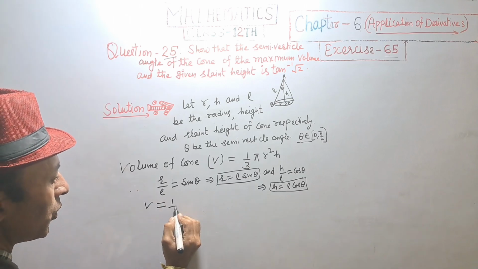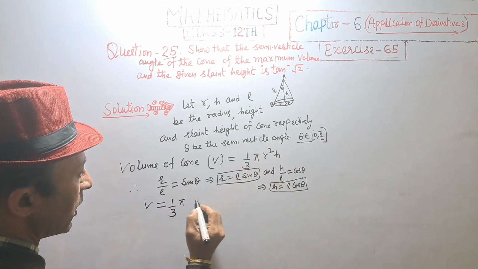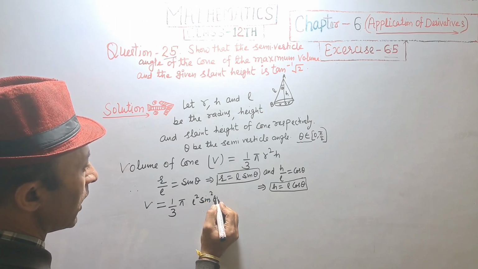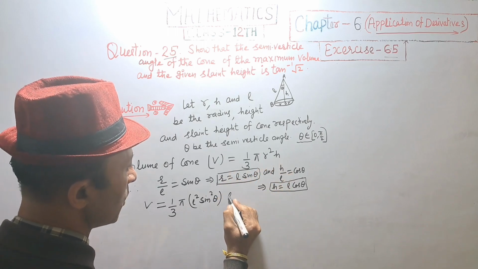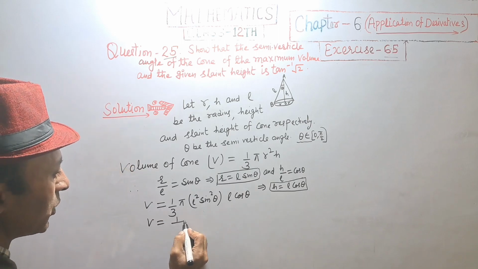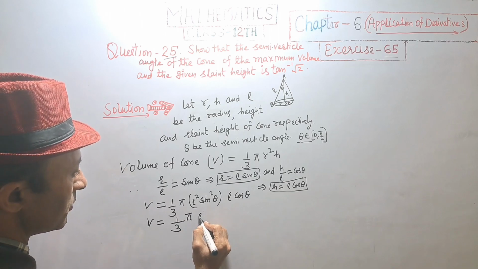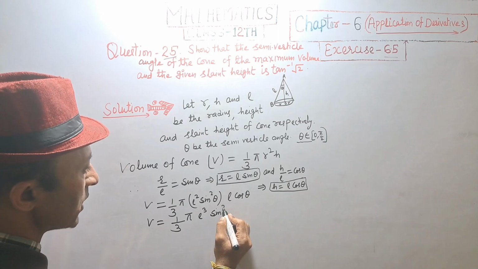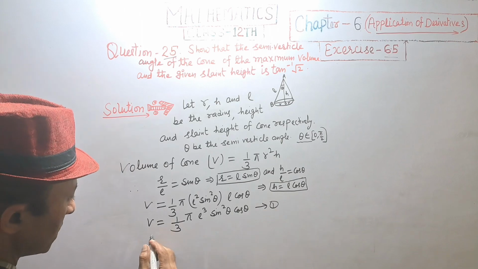V is equal to 1 upon 3 pi into r square, that is L square sin square theta, and h is equal to L cos theta. Volume V is equal to 1 upon 3 pi L cube sin square theta into cos theta. It's equation number first.